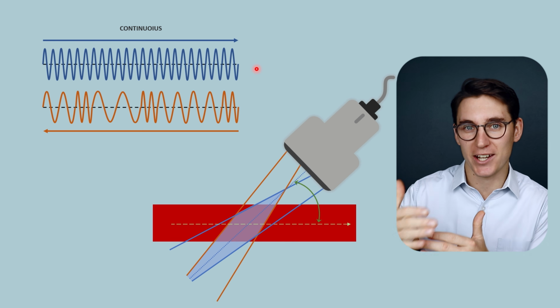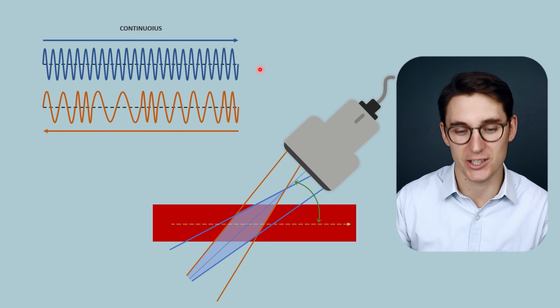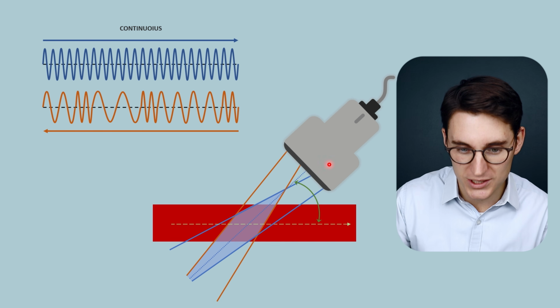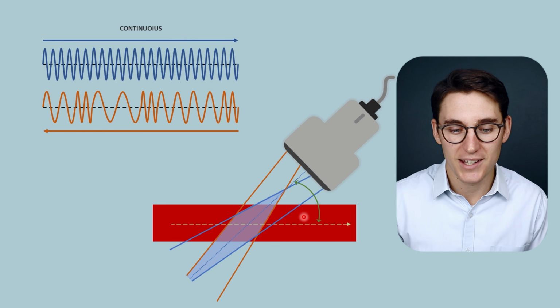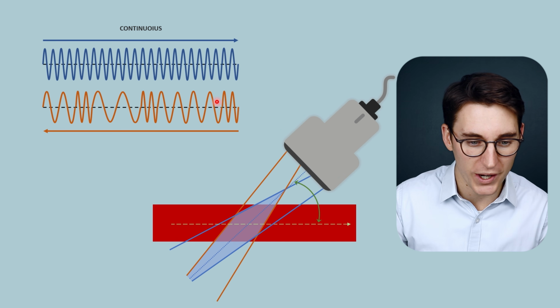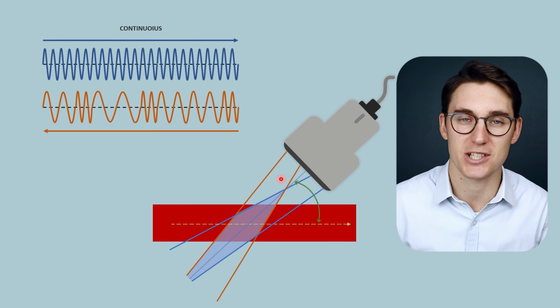that is going to interact with moving objects within the tissues. In this example, we have a blood vessel here. The blood is moving towards the ultrasound transducer. Now, depending on the velocity of that blood, we will get ultrasound waves returning back to this ultrasound machine.